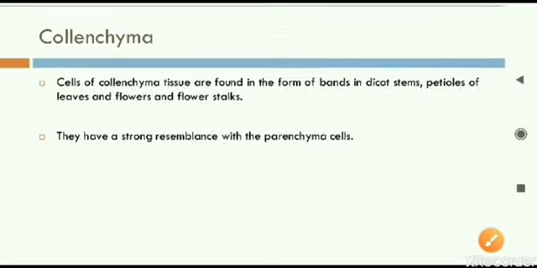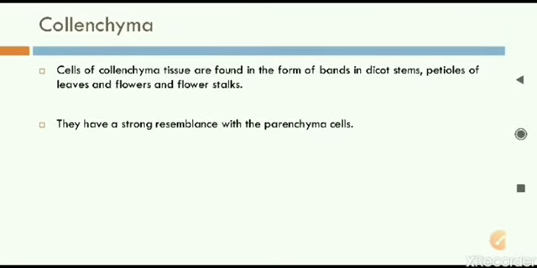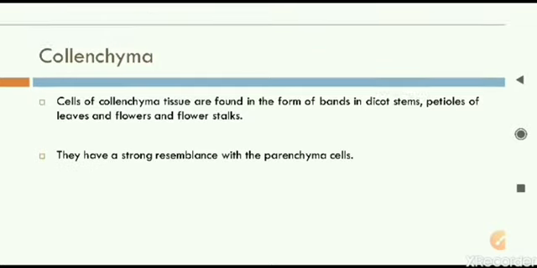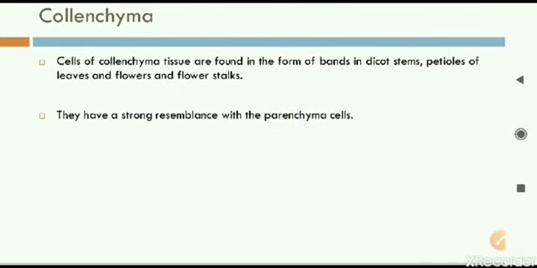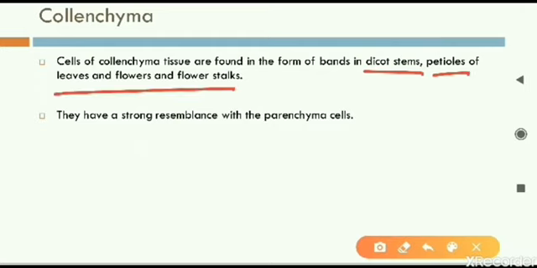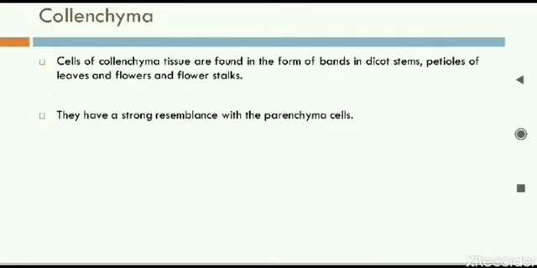Let us now come to the second type of cells in the simple permanent tissues, that is collenchyma. Where are the collenchyma present? They are present in the dicot stems. Generally, we can say in the stem, petioles, and the flowers and the flower stalks. Petioles are the stalks of the leaves. Petioles of the leaves and the flower stalks. Below the flower, that greenish part is called the flower stalk.